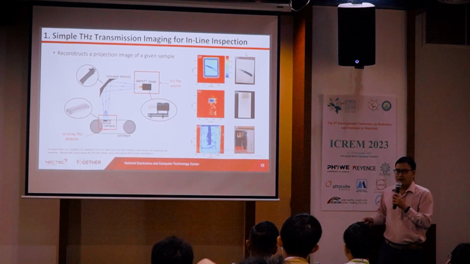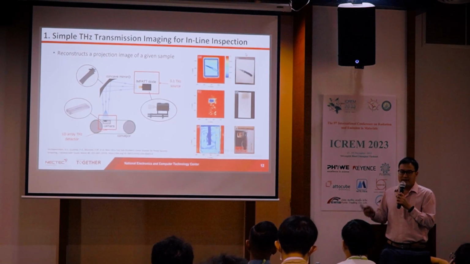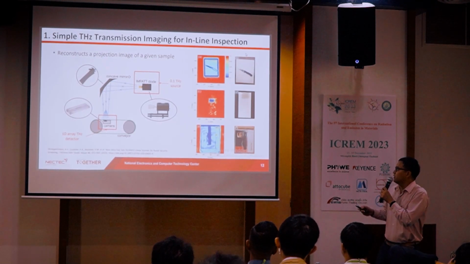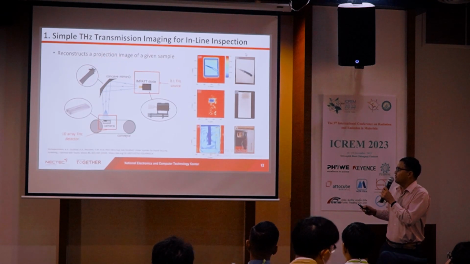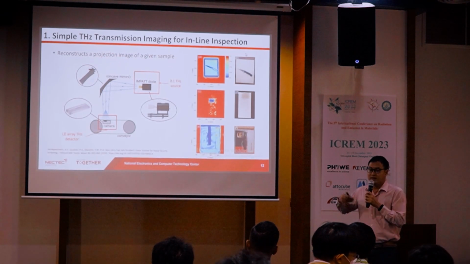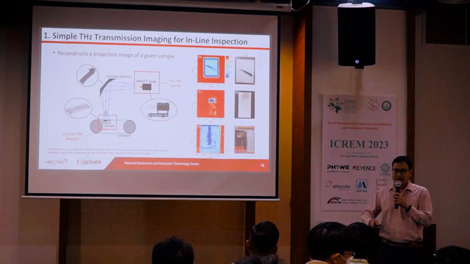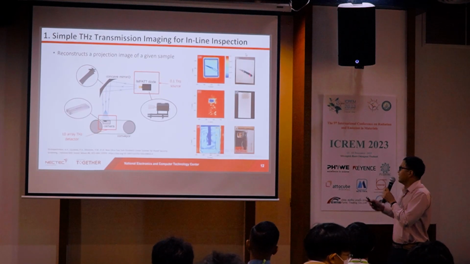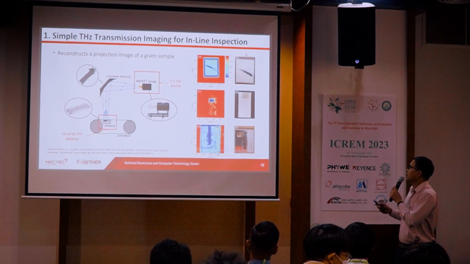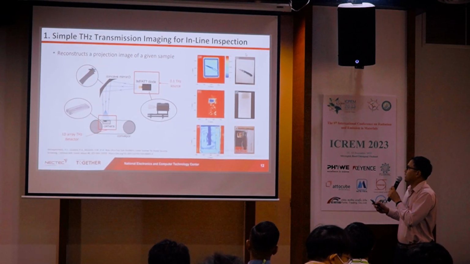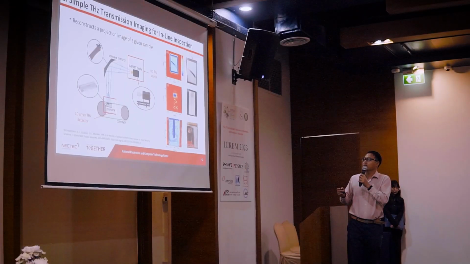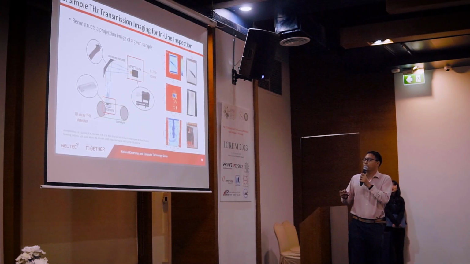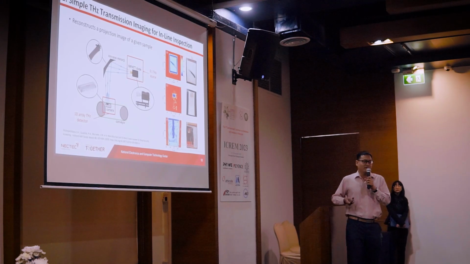So this image, let me emphasize, is just the projection image of a given sample. Imagine that the projection image is just like a shadow of the object of interest. And here are some examples. You can see that the knife has different materials. It consists of steel and also plastic, and they have different absorption levels. So that's why it produces contrast in the image.